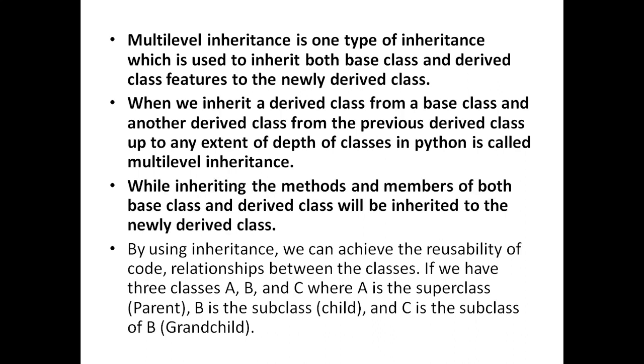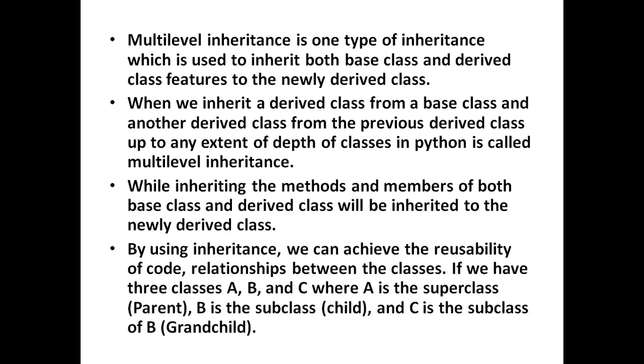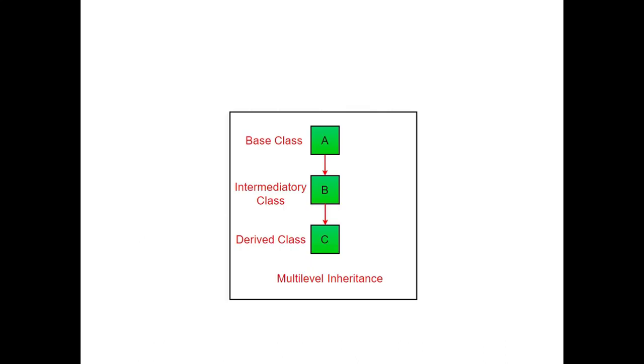While inheriting, the methods and members of both the base class and derived class will be inherited to the newly derived class. By using inheritance, we can achieve the reusability of code and relationships between the classes. If we have three classes A, B and C, where A is a superclass, that is parent class, B is a subclass, that is child class, and C is the subclass of B, that is grandchild class. Here class A is a base class, class B is an intermediate class and class C is a derived class.